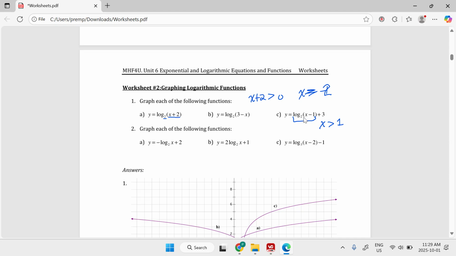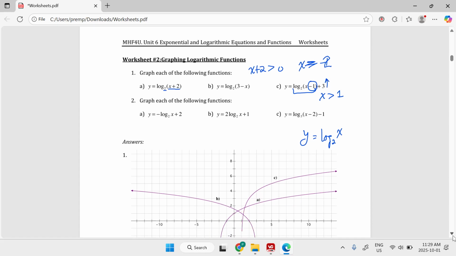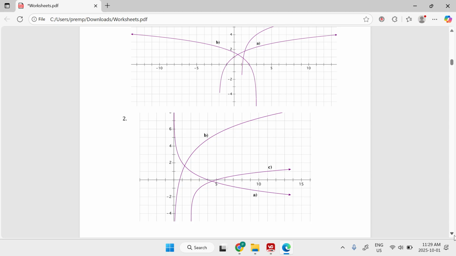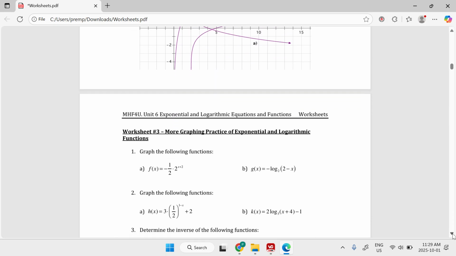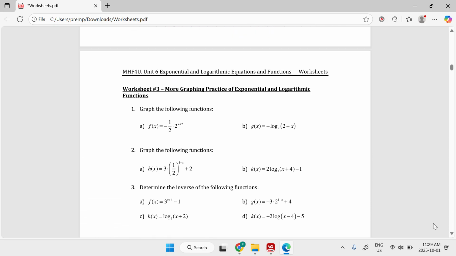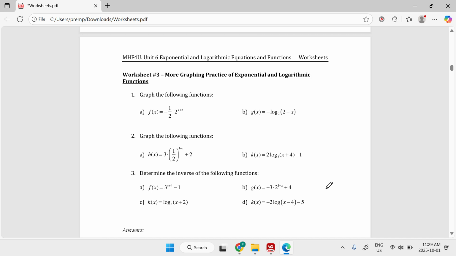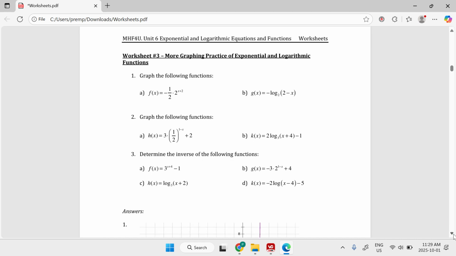And then you know that if you draw the basic function of, say, y equals log with base 2 of x, then this has shifted 1 unit to the right and 3 units up. And then you can see these solutions here. Compare those answers. Just for practice, you can have a look at these questions and look into their answers.